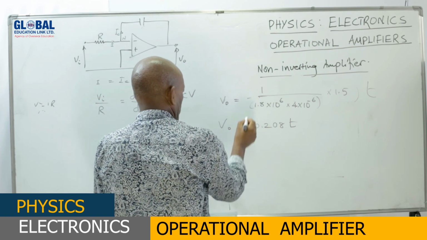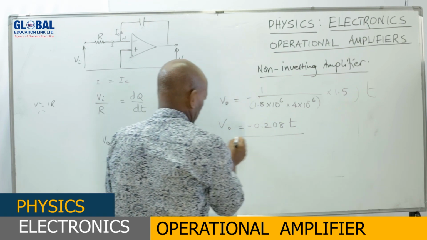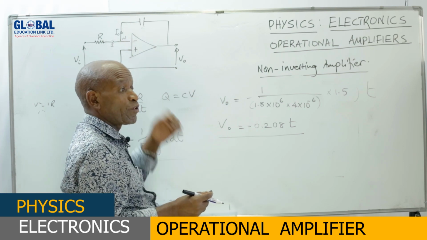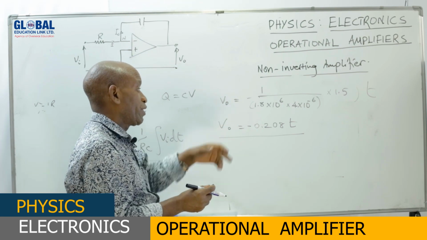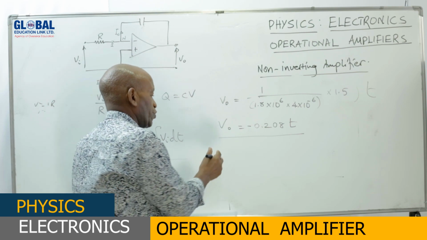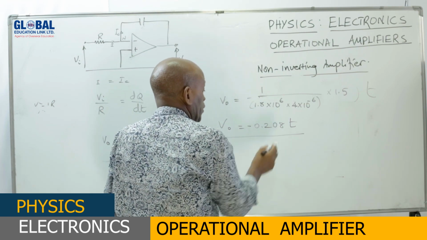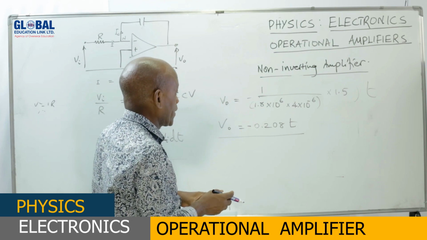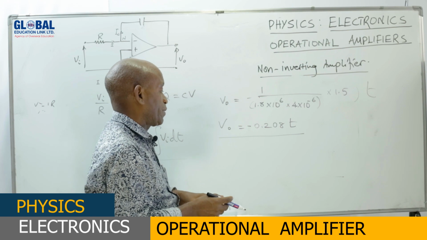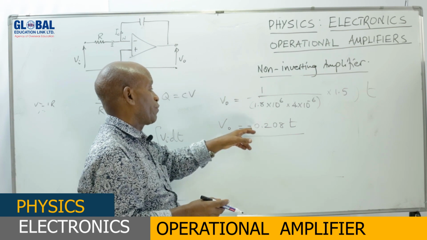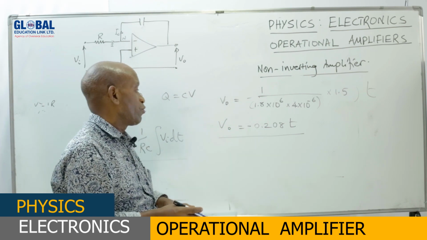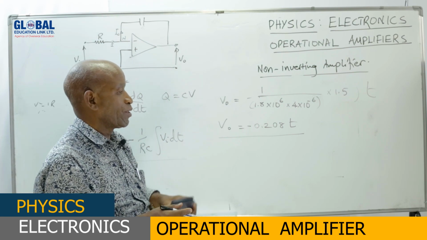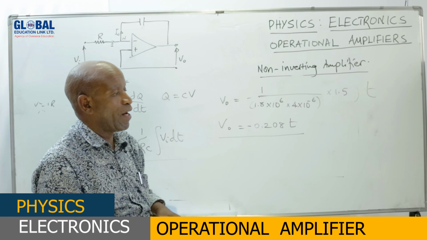And remember, this is the negative sign, so it will have a negative sign there. It shows that within such a very small time, changing the voltage from 0 to 1.5 volts, the output voltage will be equal to this much, changing with respect to the time t. So the voltage will be of that particular magnitude, but inverted with the negative sign, negative 0.208 with respect to the time t. So this will be our output voltage.